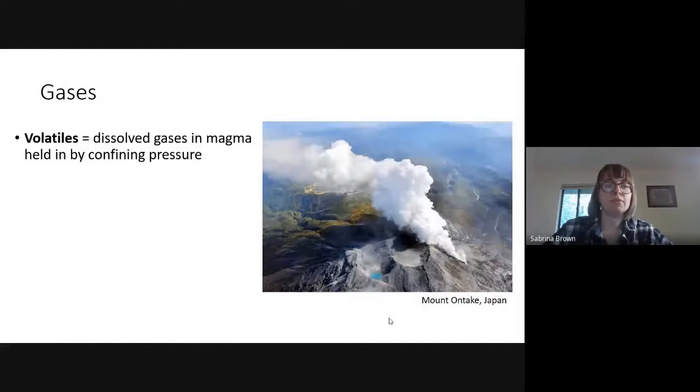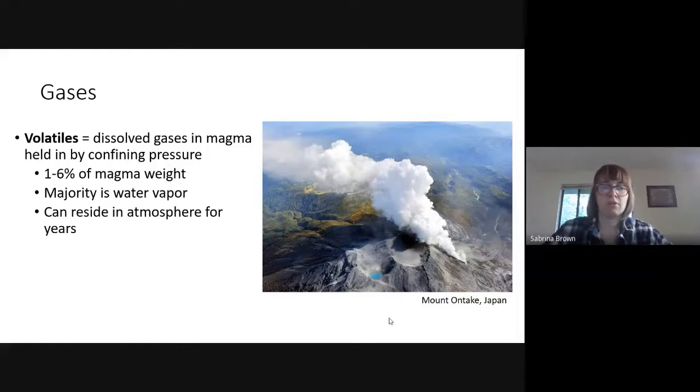All right, so magmas have something called volatiles, which are just dissolved gases held within that magma due to the weight of the earth on top of that magma. And this can make up to 6% of the entire weight of that magma. And most of it's water vapor. And these volatiles from volcanic eruptions can last in the atmosphere for years. All of this steam that you see coming off from volcanic eruptions is these volatiles that are no longer held by pressure, so they erupt. Think of your can of Coke: all that carbon dioxide is held under confining pressure, and then you pop the lid and the carbon dioxide starts to fizz out, and that's what makes it carbonated. Same thing happens with magma, where it's under pressure, and then that pressure is released during the volcanic eruption, and those gases are able to escape.